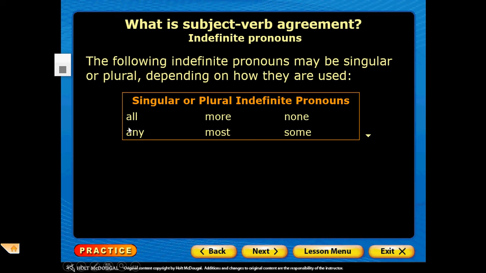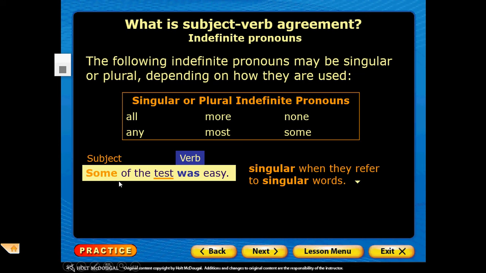For example, if I'm talking about all the juice, the juice is an uncountable noun. So I'm going to say all the juice is in the fridge, right? But if I say all the students are attending here with us, because I'm talking about all the students, which is plural here.